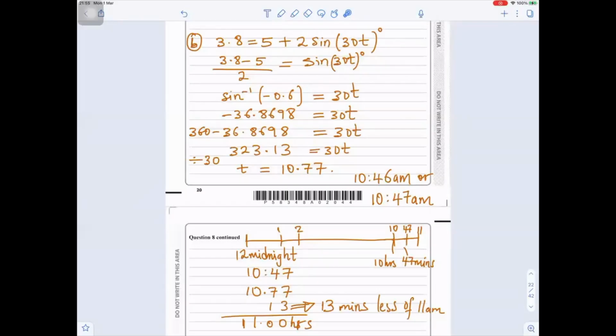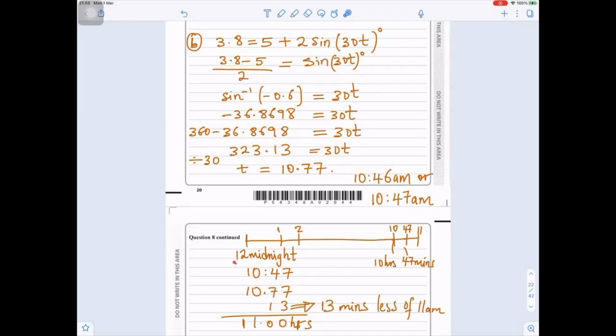For part B, we have 3.8 is equal to 5 plus 2 sine 30t. So we divide by 2 and find the inverse sine of that. That will give us 30t to be minus 36.8698. So 360 minus that gives us 30t. So 323.13 will give us 30t. And t will be 10.77, which is 10:46 a.m. or roughly 10:47 a.m. if you want to use that.